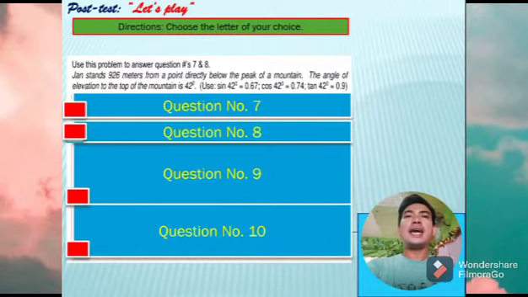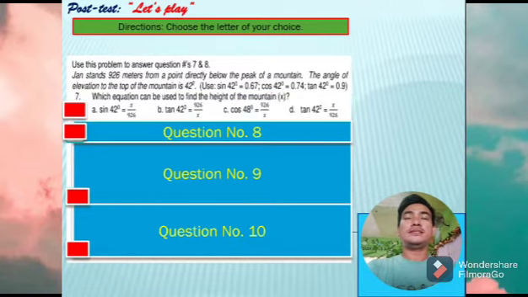John stands 926 meters from a point directly below the peak of a mountain. The angle of elevation to the top of the mountain is 42 degrees. You are asked to use sine 42 degrees as equivalent of 0.67 and cosine 42 as 0.74, and tangent 42 is equal to 0.9. Okay, let's now have number 7. Which equation can be used to find the height of the mountain, as represented by x? Go.